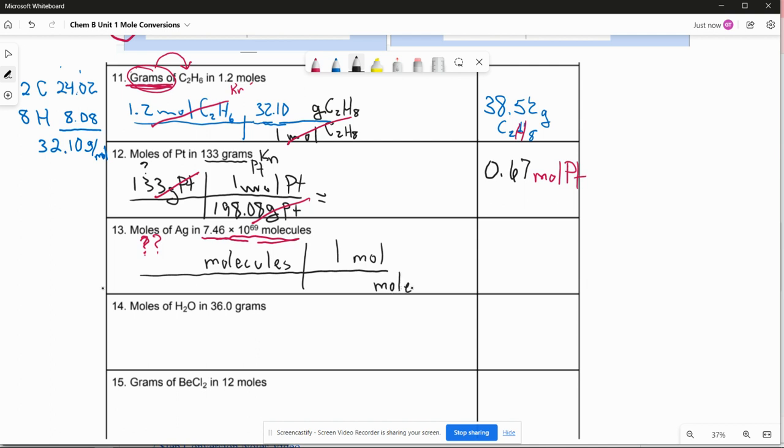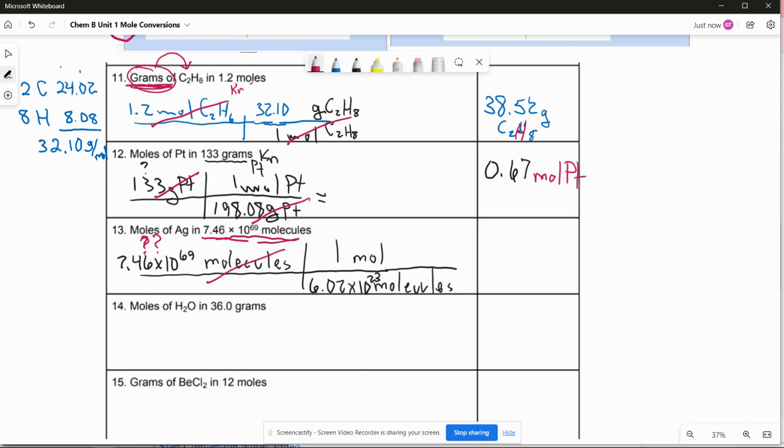And here is where you will remember we use Avogadro's number on the bottom. That's 6.02 times 10 to the 23. It's a big number, but look at the size of this number of molecules: 7.46 times 10 to the 69th power. What that means is a 746 with another 67 zeros behind it. So this is going to be a big number when we get our answer.